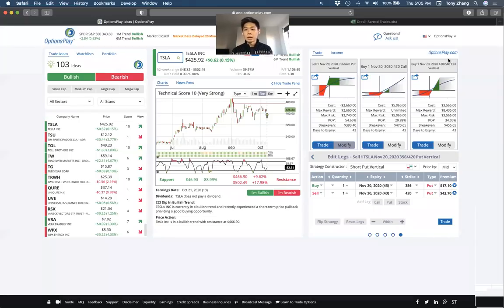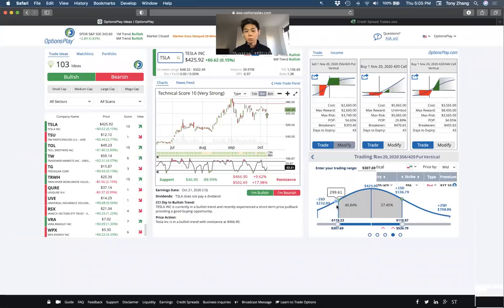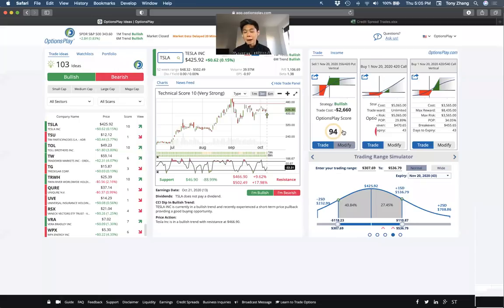Why do the credit spreads not score over 100? It really comes down to the risk to reward ratio, from the fact that you do still have a fair amount of potential risk here. Now, Tesla is a volatile stock. So even though we're buying back to 356, notice that the trading range for Tesla is all the way down to 307. So there's still a high probability that Tesla will actually move down substantially. So that's why the OptionsPlay score is not particularly high, because you still have a fair amount of risk that Tesla blows through your lower strike and continues moving lower between now and the November expiration.